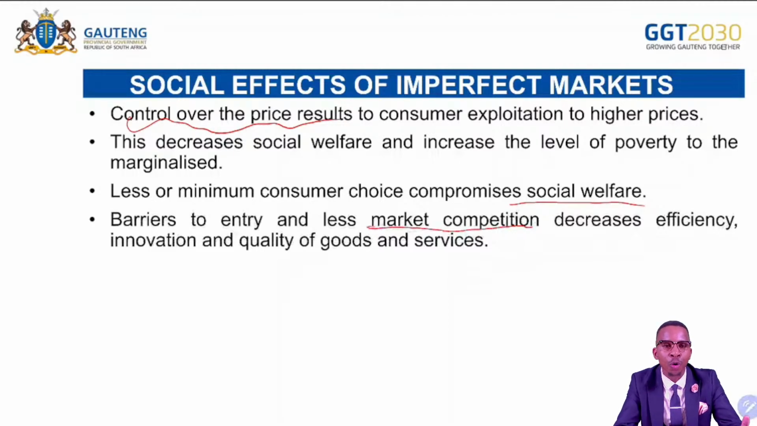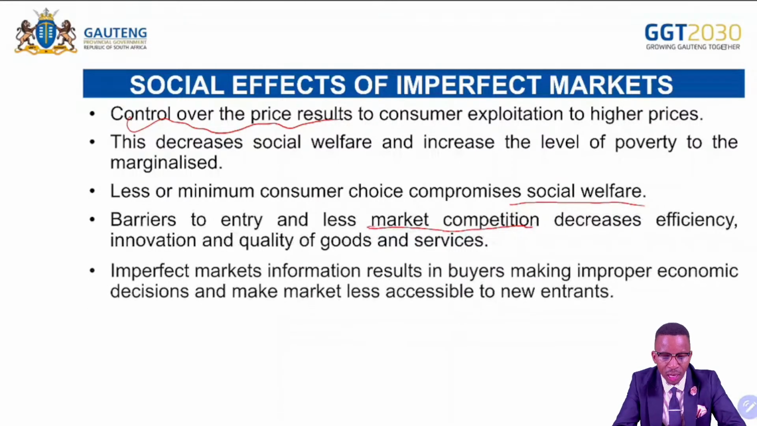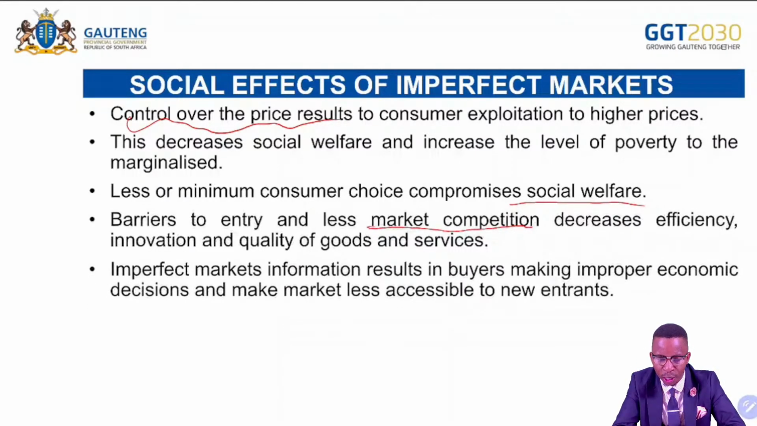For instance, let's refer to the monopoly, where the firm is the only supplier of the product. Is there any motivation for the firm to be innovative? No, there's no motivation. Is there any motivation for the firm to produce high quality goods and services? No, there's no motivation because the firm is not faced by any competition. So this compromises both allocative and productive efficiency, which leads to firms becoming productively or technically inefficient and allocatively inefficient. The quality of goods is highly compromised if firms are not faced by a high level of competition.